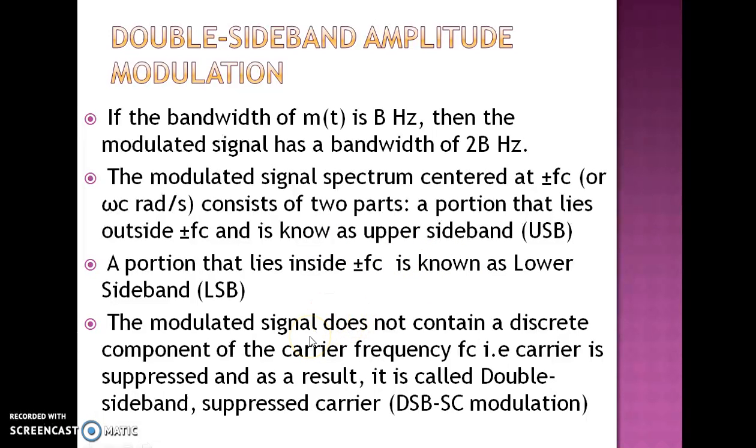So the modulated signal in double sideband suppressed carrier will not have a discrete carrier component, or you can say a discrete component of the carrier frequency Fc will not be there. So that is, the carrier is suppressed, and as a result we are getting a double sideband suppressed carrier, that is DSBSC.